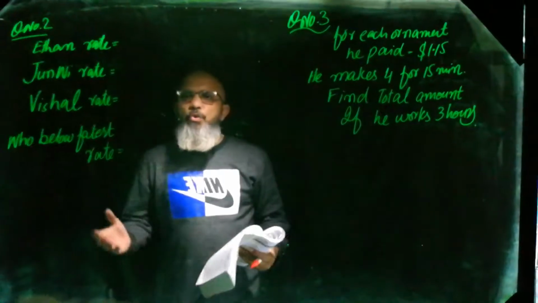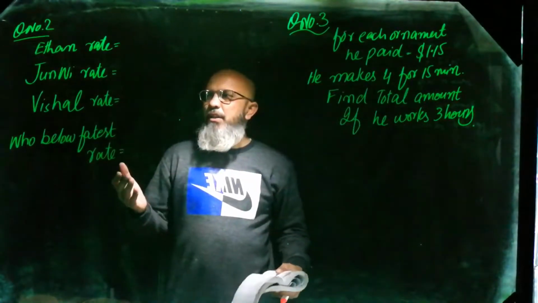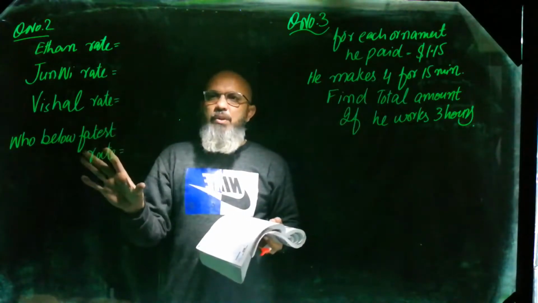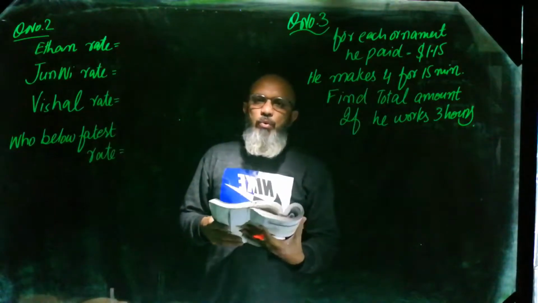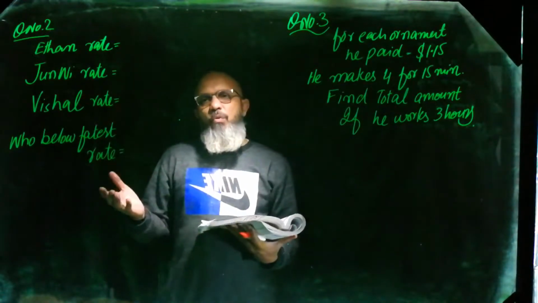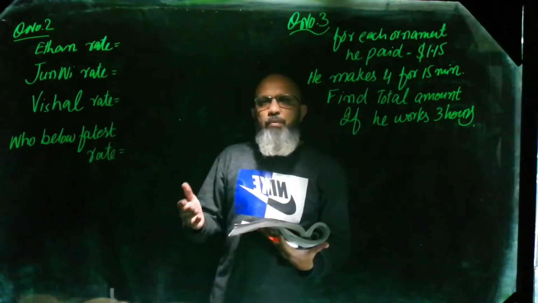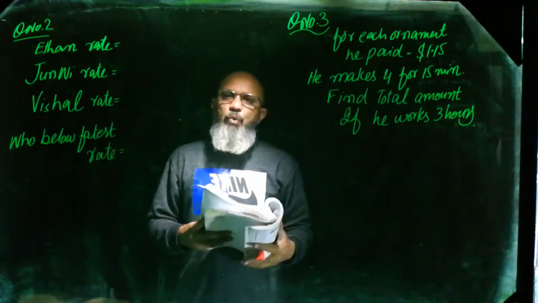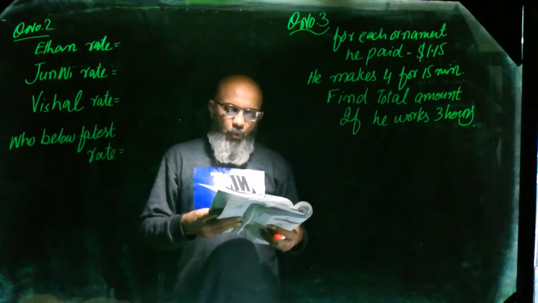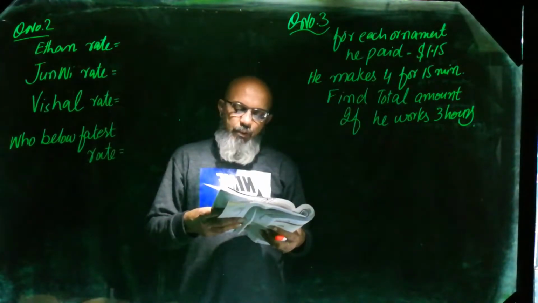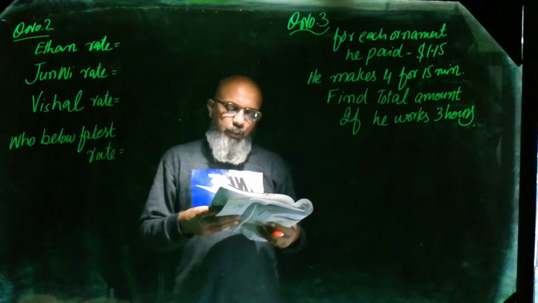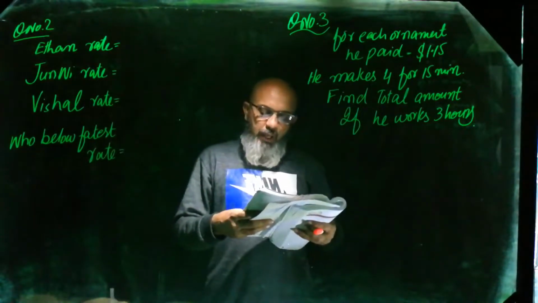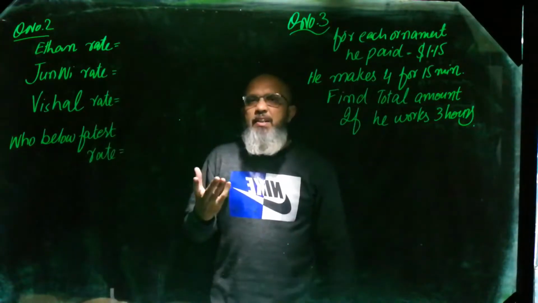Now I write question number 2 and question number 3 from your exercise. The questions are lengthy, so I write only short notes. I read the question from the book, so when you watch this lecture, please keep your book with you. In question number 2, Ethan blows 15 balloons in 20 minutes, John blows 18 balloons in 25 minutes, and Vishal blows 16 balloons in 25 minutes. Assuming all balloons are the same size, who can blow balloons at a faster rate?